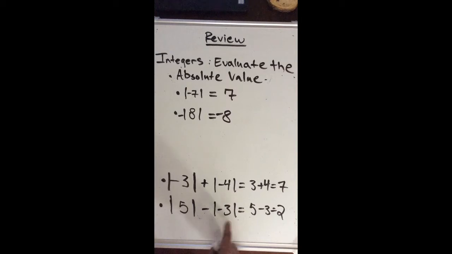And then the absolute value of negative 3 turns into a positive 3, but we're subtracting those two numbers. So this turns into 5 minus 3, which is simply 2.